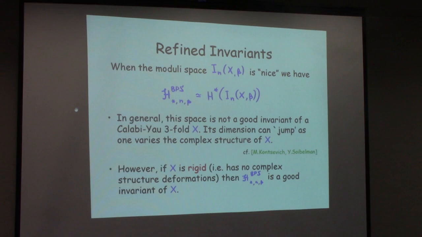It would jump and behave discontinuously. In fact, how it jumps and so on is closely related to various wall crossing formulae and motivic Donaldson-Thomas invariants developed by Jan and Maxime here in the audience. But in some cases, in particular when the Calabi-Yau is rigid, doesn't have complex structure deformations, it's believed that there is a well-defined notion of such refined invariants, and in some cases it was fairly well developed. So you can ask for some refined information, or, no pun intended, refinement of the Donaldson-Thomas invariant.